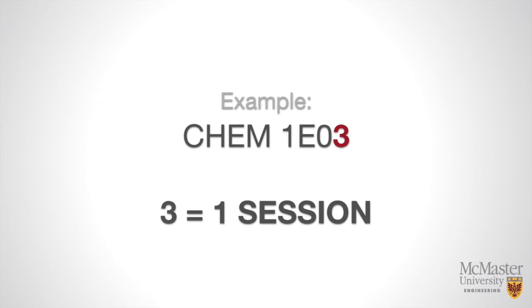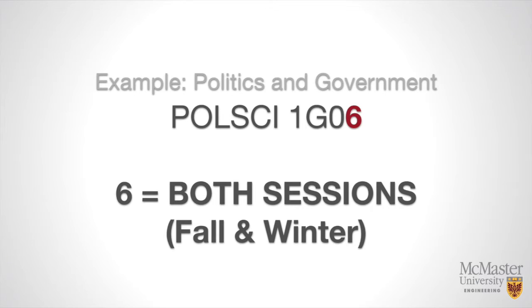A course with a 3 at the end is for 1 session, either in the fall or in the winter. So in other words, you'll be taking that course in the beginning of your first year or in the second half of your first year. A course with a 6 at the end is for the entire term, which would be fall and winter.